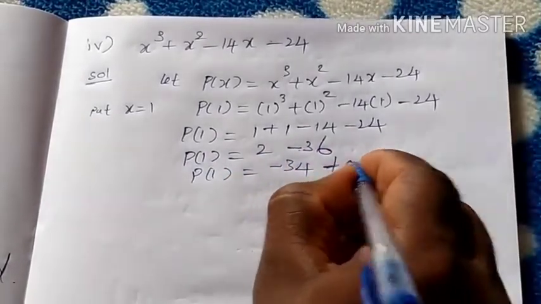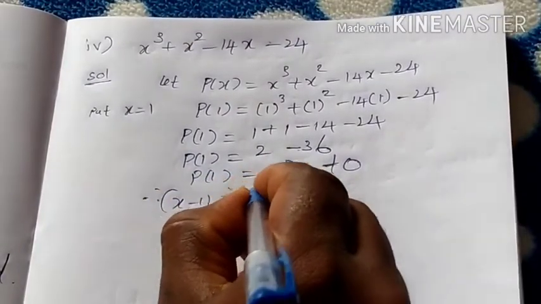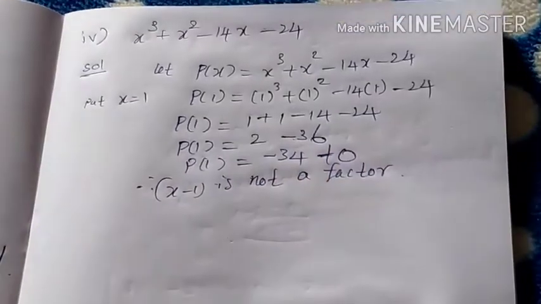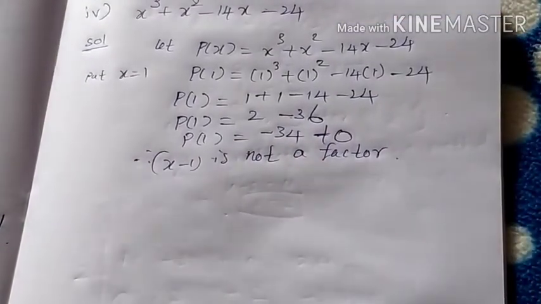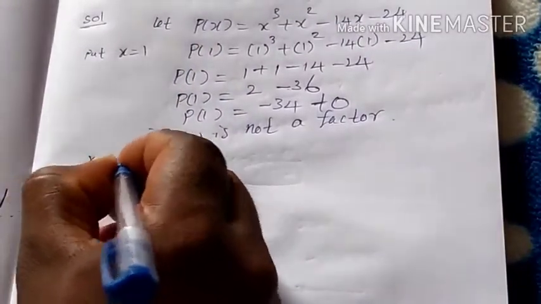Okay, this is not equal to 0. Therefore x minus 1 is not a factor, because we get a value not equal to 0. Okay, then x is equal to minus 1.